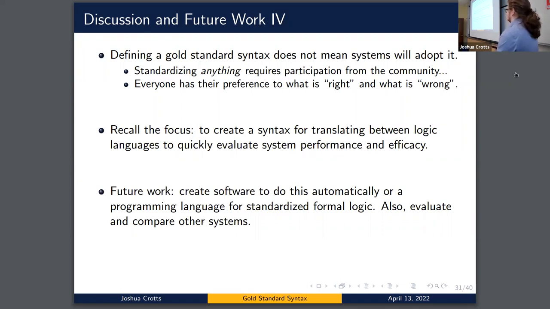Well, we can either create software to do it automatically. So if you specify the delta and zeta functions, it will convert to the gold standard or vice versa. Or we could write our own programming language for that. And also we want to compare and evaluate other systems that are out there. So look harder, see if there are any that are open source in the broader research community and things like that.